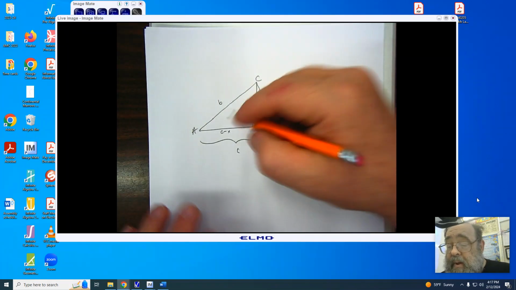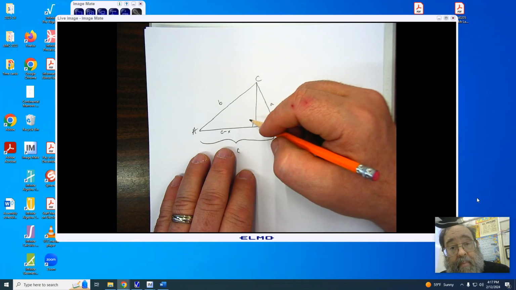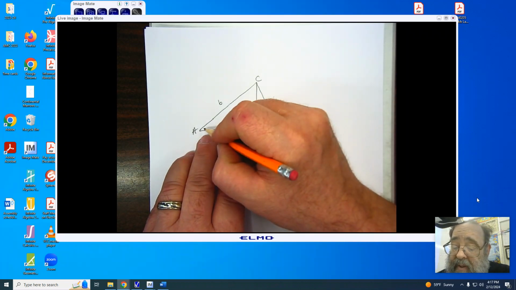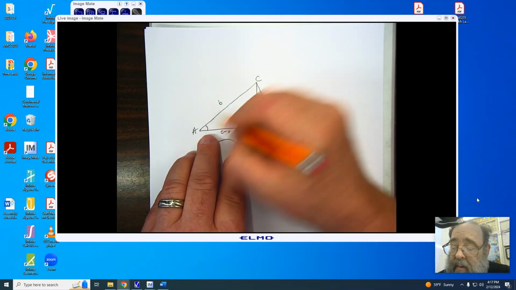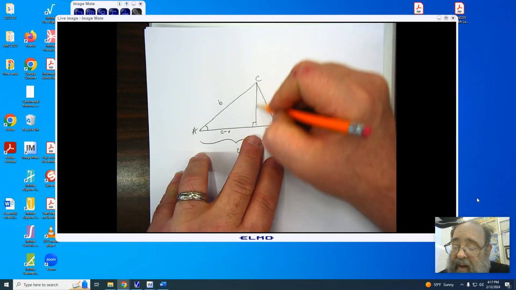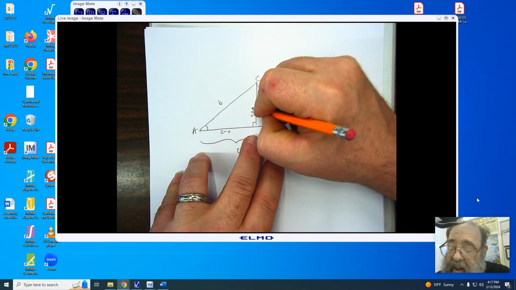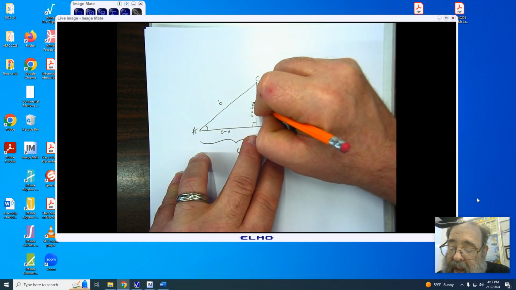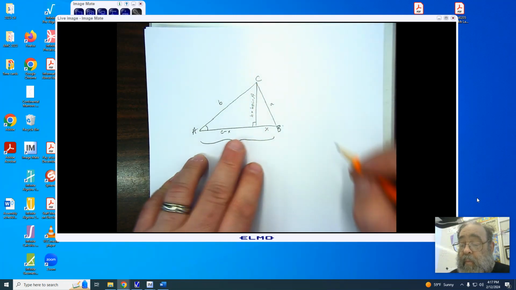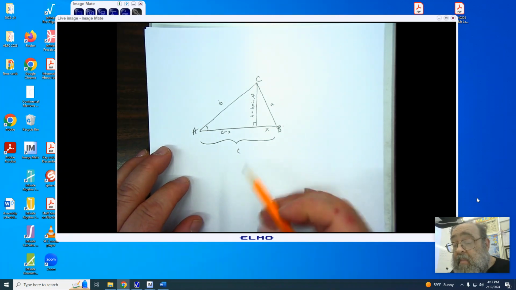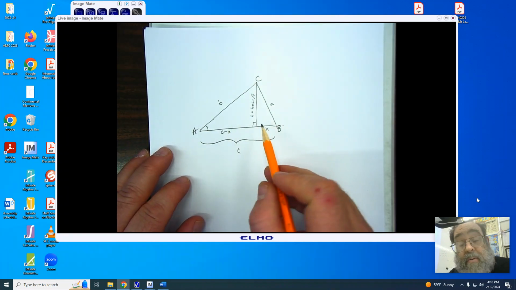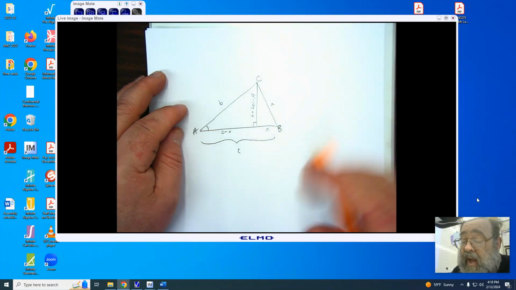Now, you'll notice, just like we did with our law of sine, if I have this angle here, I can say that this height is going to be B sine of angle A. And with this, we can now do the Pythagorean theorem. After all, we have two right triangles. They're not congruent, but that's okay.